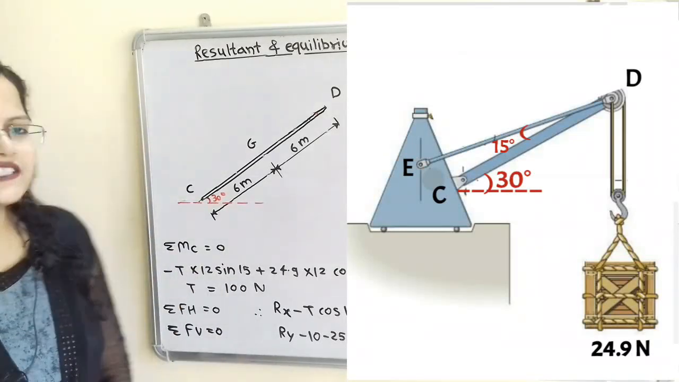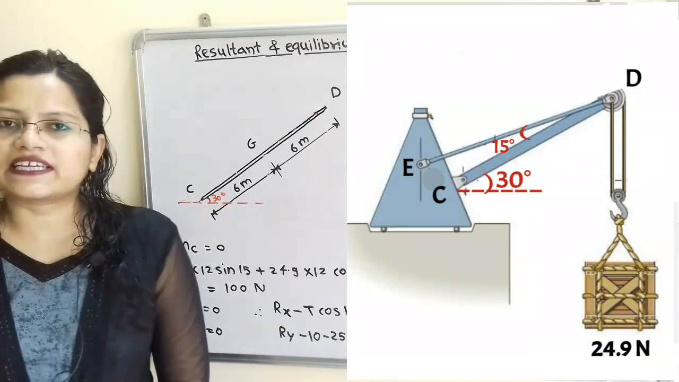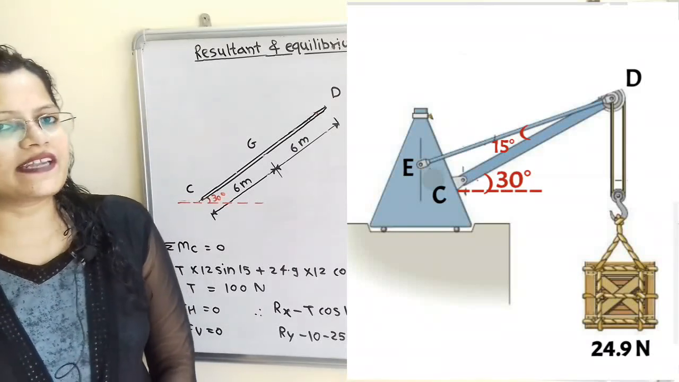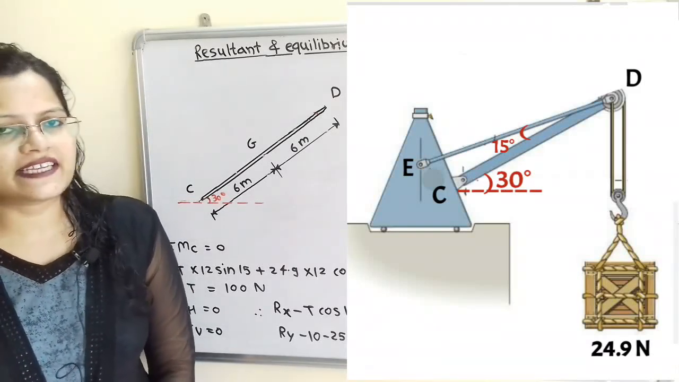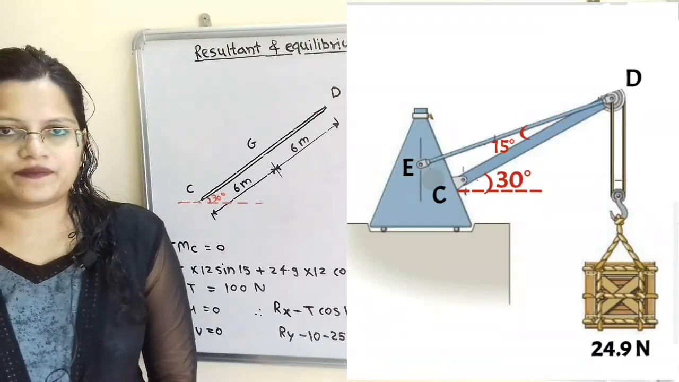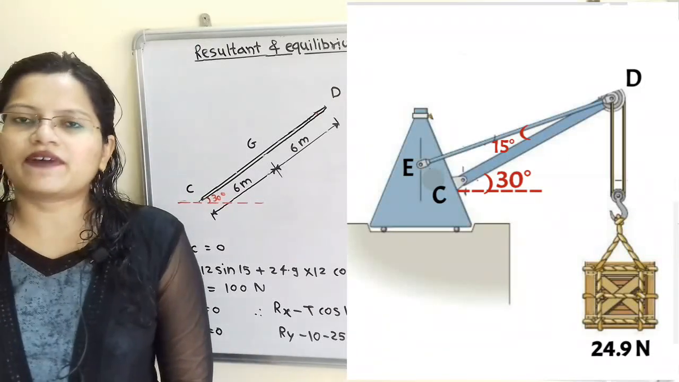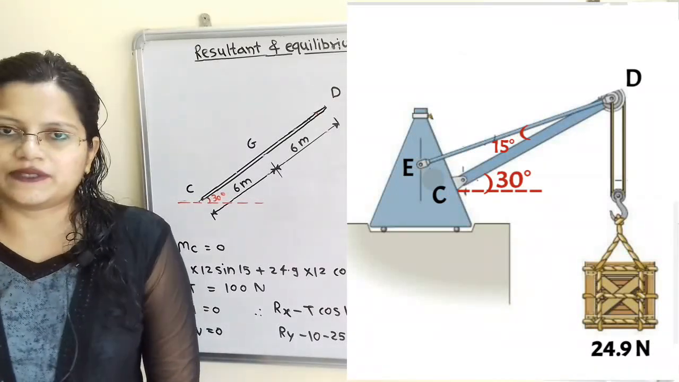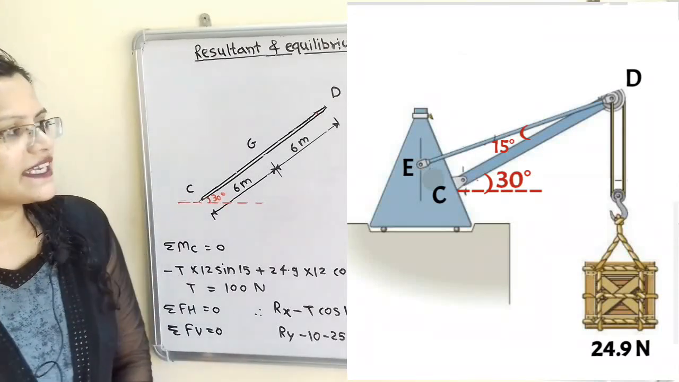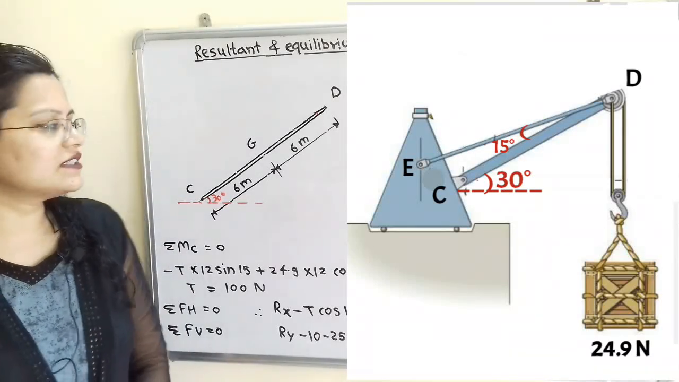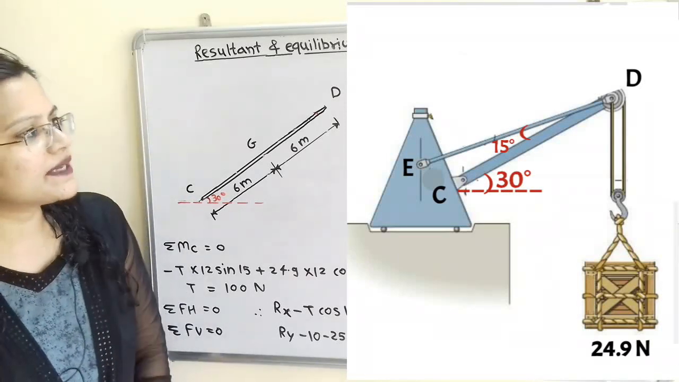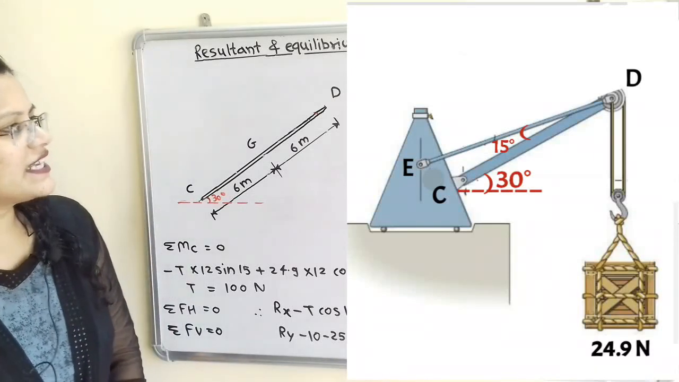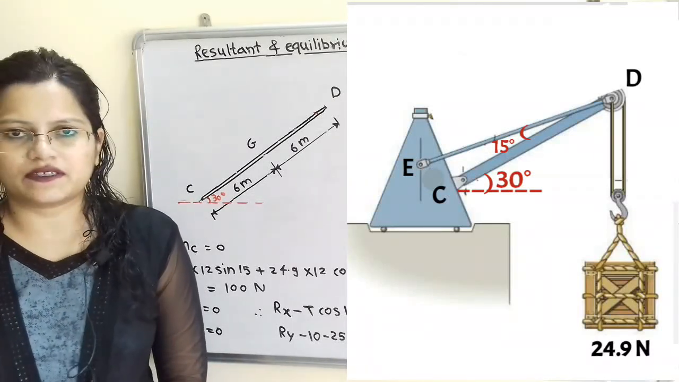Beam CD is hinged at point C and the angle of inclination is 30 degrees. At point D, a weight of 24.9 Newton is connected, which is acting in the vertically downward direction. The weight of beam CD is given as 10 Newton and it is acting at the center of gravity point G. The distance between C and G is 6 meter. So for this beam CD, point G is the middle point, so the distance between G and D is also equal to 6 meter.